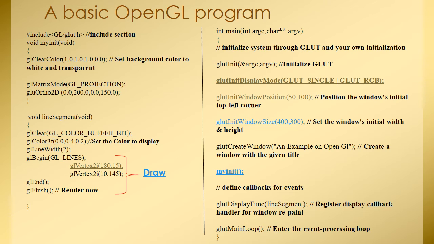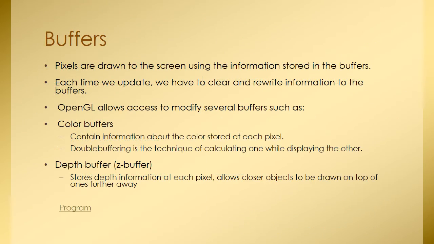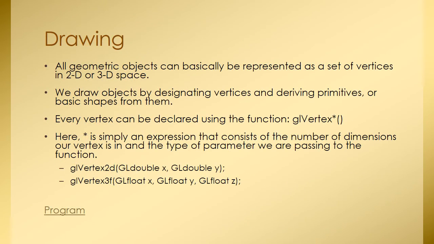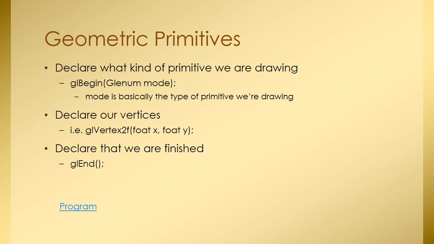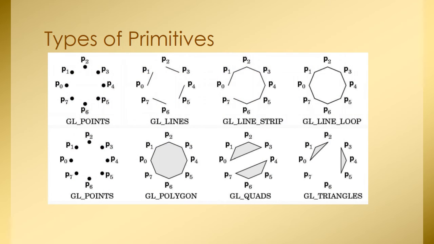So coming back to the main program, the entire set of functions will continue in a loop. So it will enter into an event processing loop by the statement glutMainLoop. So this is how the drawing is done, how the vertices are specified. The geometric primitives always begin with glBegin and end with glEnd. These are the different kinds of primitives available in OpenGL, as you can see in the slide, like GL_POINTS, GL_LINES, and so on.